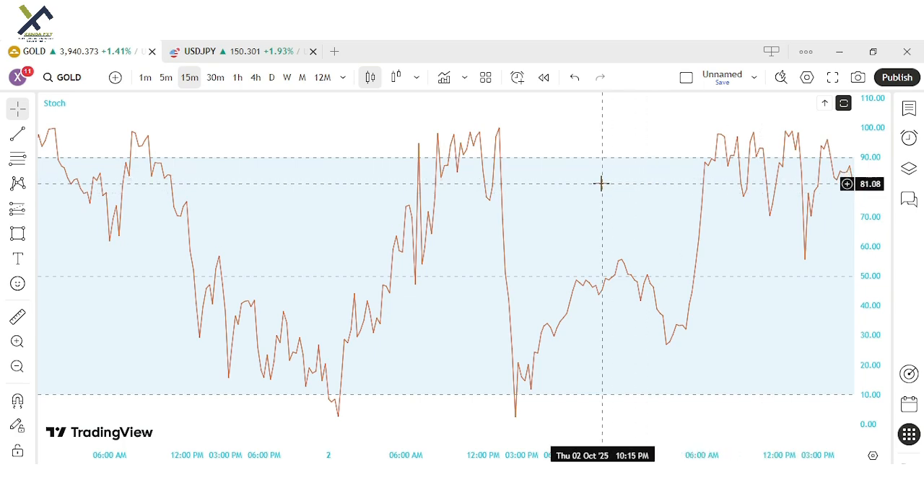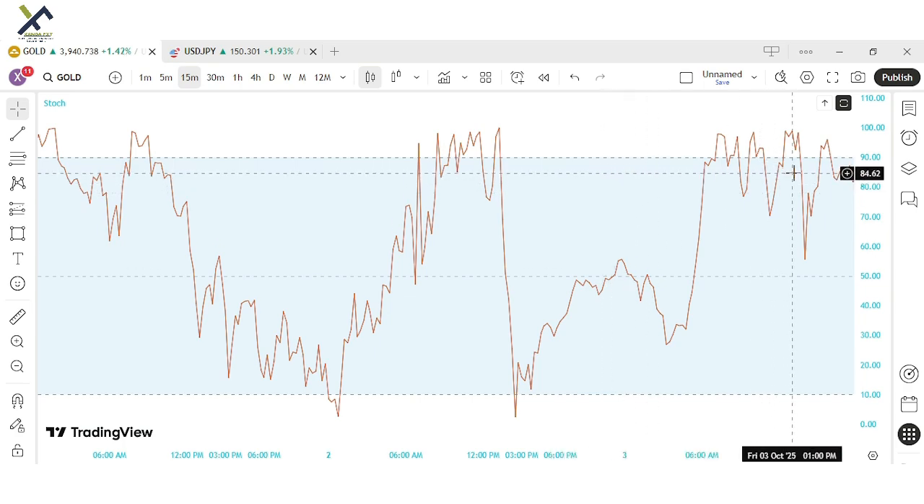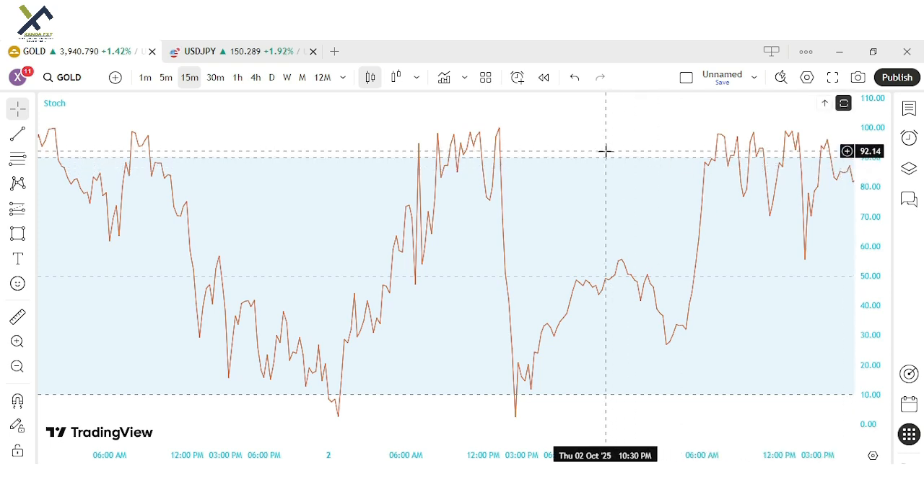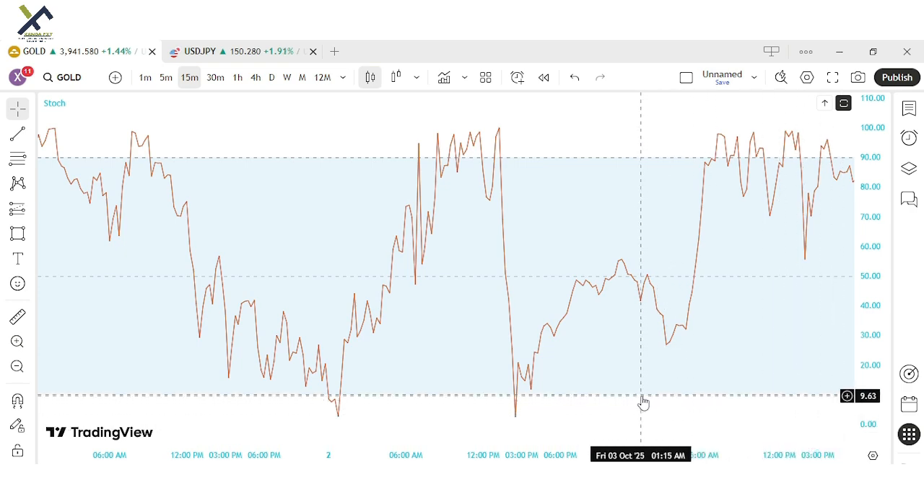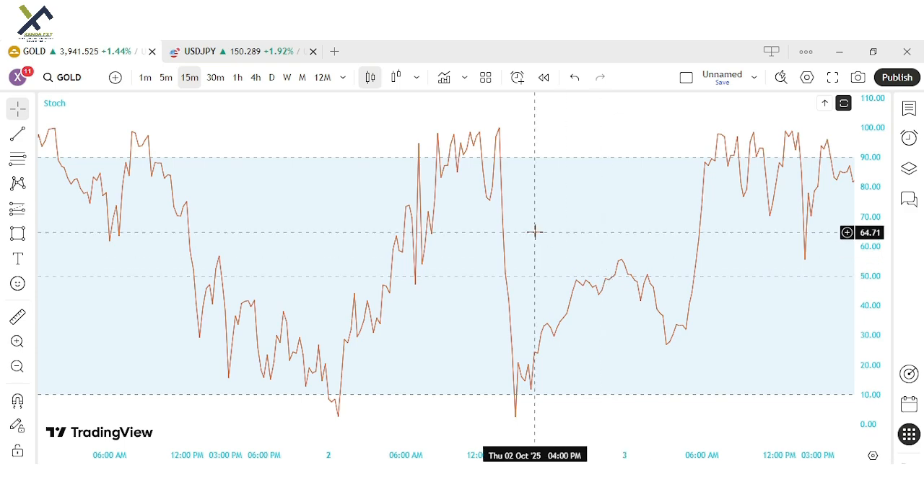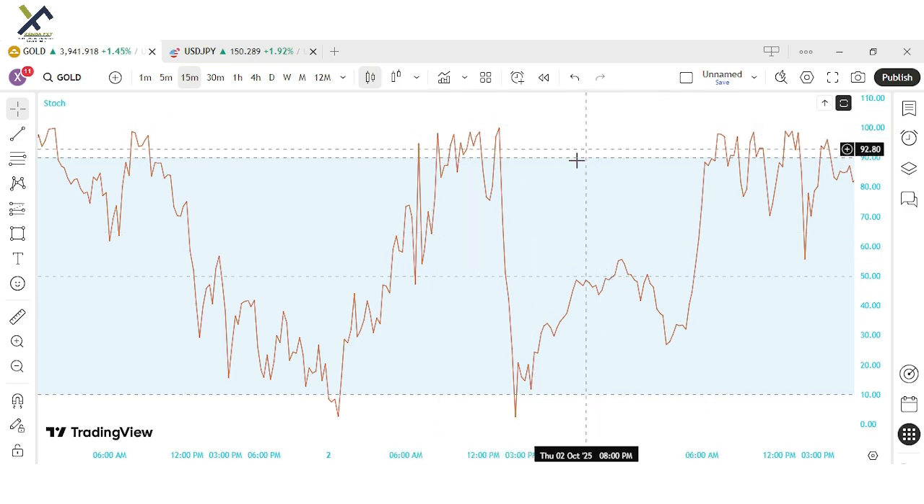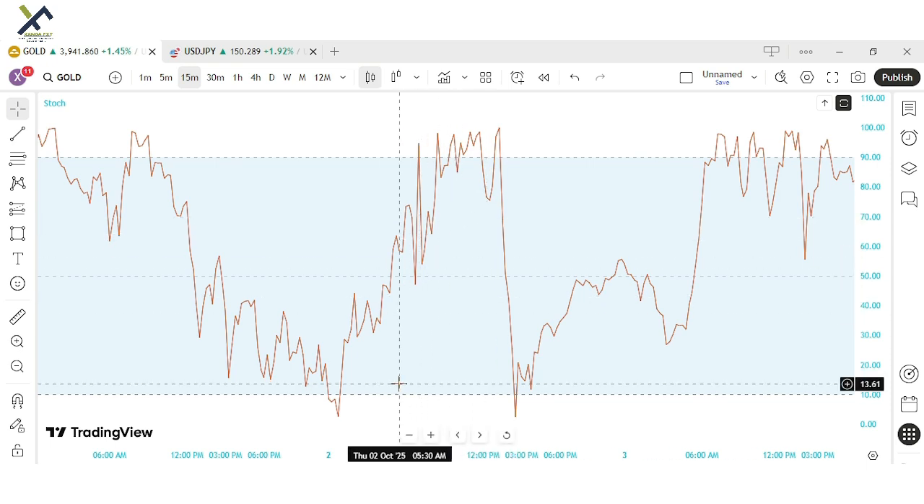Okay. Now before I proceed, I want you to know that the 90 here represents the overbought level of this market, and the 10% represents the oversold level of this market. The 50 represents the equilibrium, the balance of the market. Now let's go. How does this setting or this indicator work?